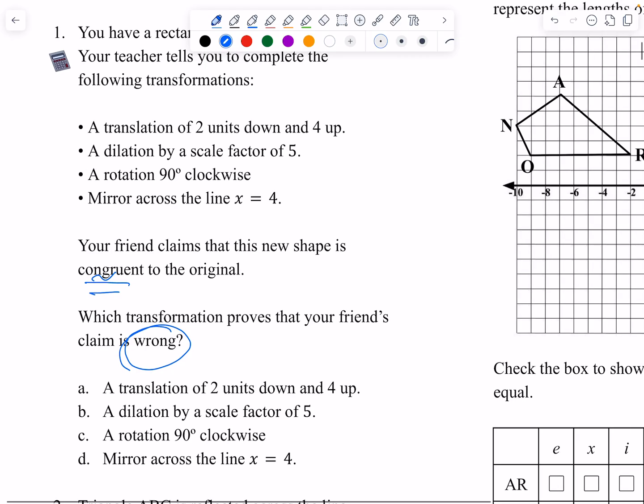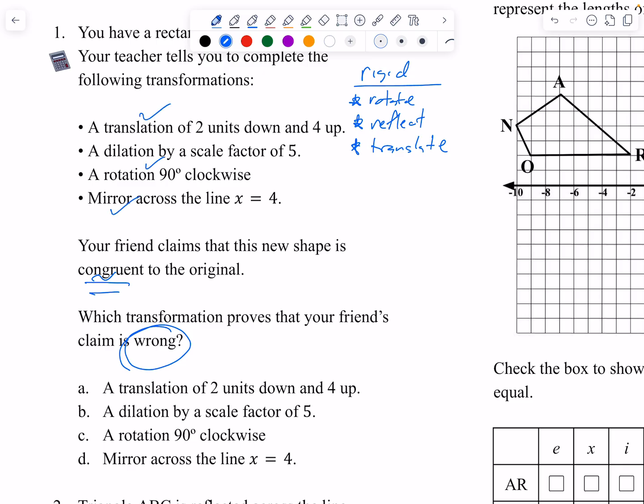So think about it, and for the rest of the whole thing here, when you're talking about transformations, we have rigid versus non-rigid. Rigid means you rotate, you reflect, and you translate. The only other option, can you see there, because they're right here, right? Translation, rotation, and mirrors reflection. The only one that screws it up is dilation.